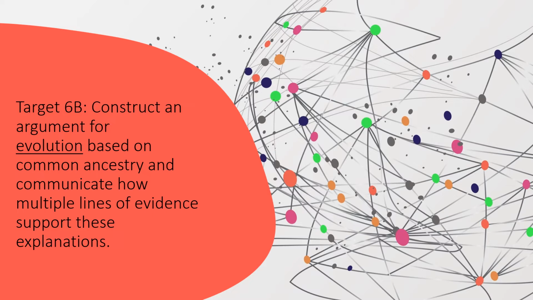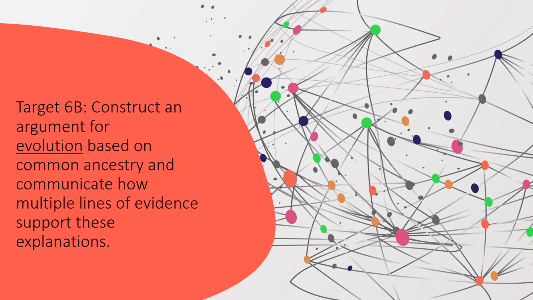All right, so this is the target that I'm looking to see if you can do by the end of the unit. So for 6B, you need to construct an argument for evolution based on common ancestry and communicate how multiple lines of evidence support these explanations. So we need to look at what these lines of evidence are.